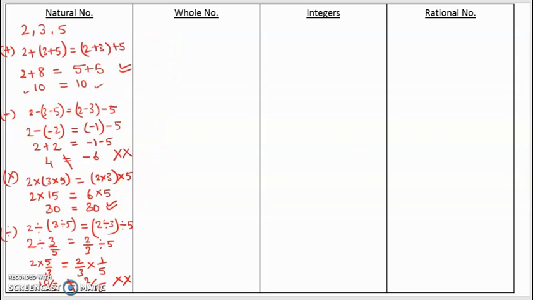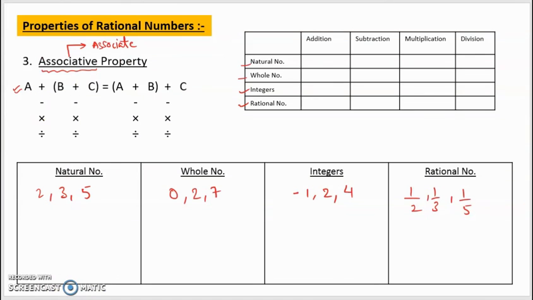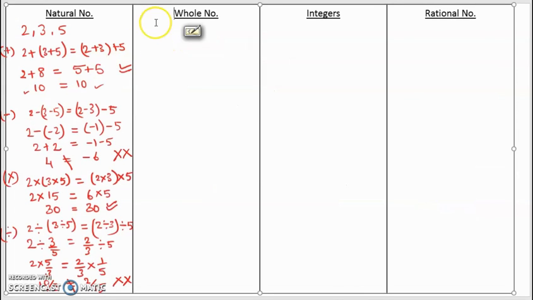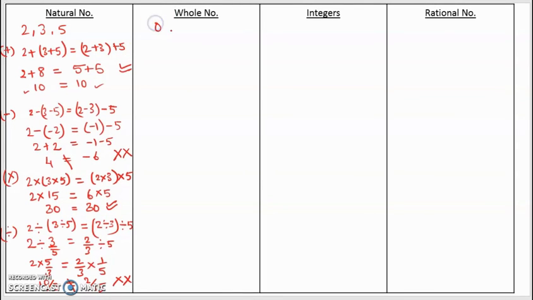Let's check now whole numbers. Since we have assumed whole numbers as 0, 2 and 7, let's do addition first. So 0 plus 2 plus 7 should be equal to 0 plus 2 plus 7. If you simplify this, students, you can clearly see the answer will be 0 plus 9 is equal to 2 plus 7, and 9 should be equal to 9, and it's correct. It holds true. So whole numbers follow the associative property for addition.